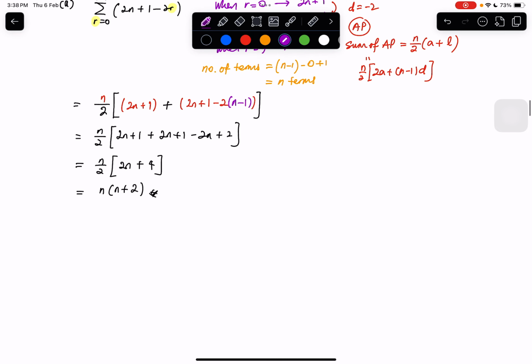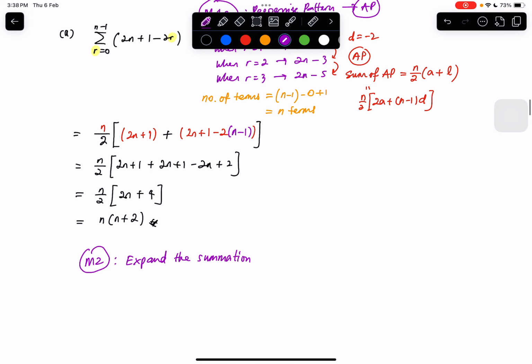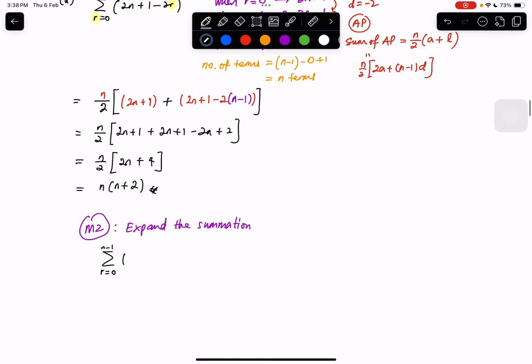So method 2 over here would be to expand the summation. Method 1 just now is to recognize the pattern, and check that this pattern fits an AP. So for method 2, let's see how this looks. For this one, we need to do a lot of changes for this to work, so this is not the straightforward kind of working for this question.